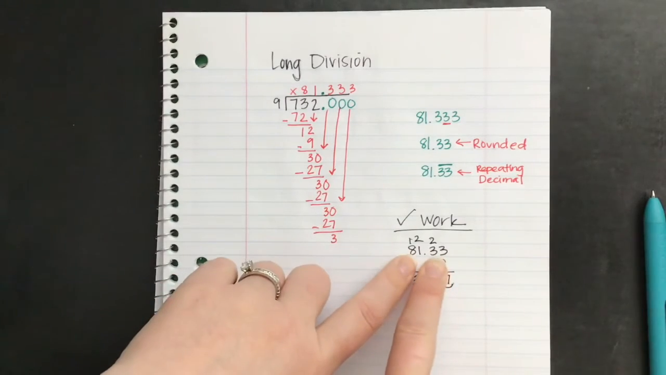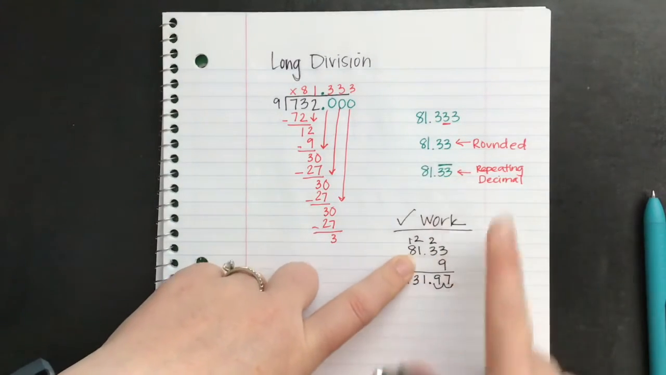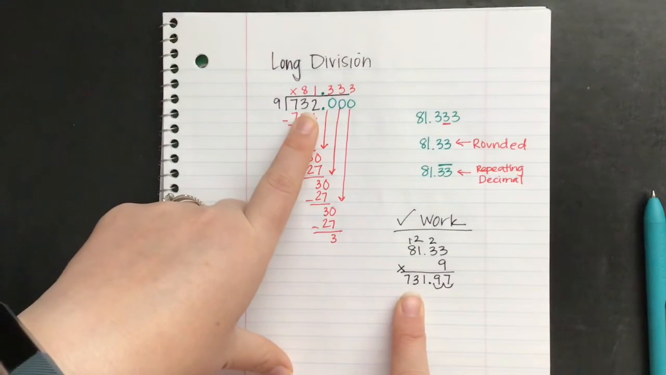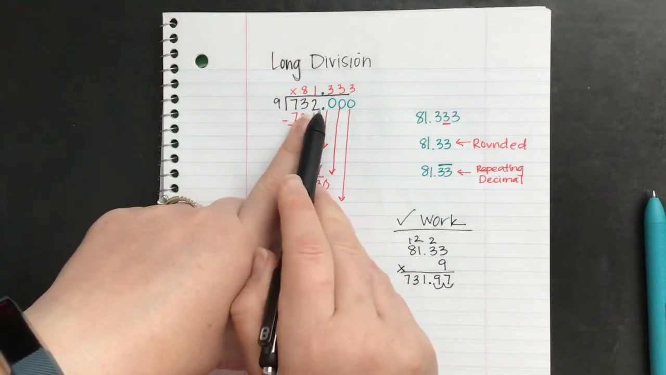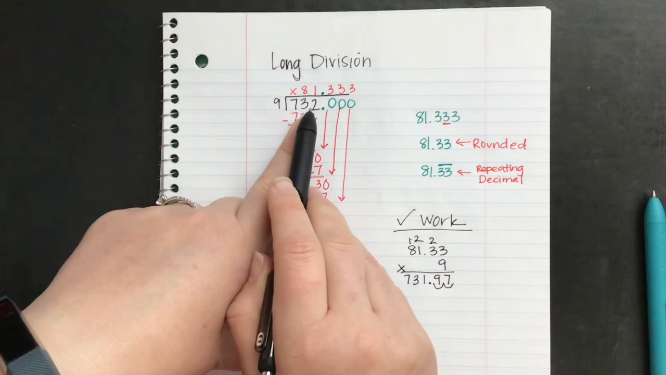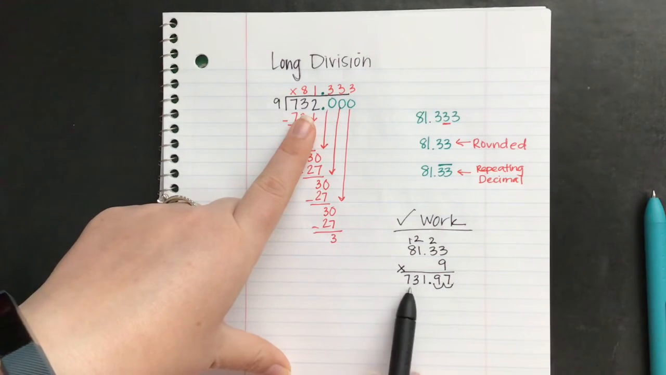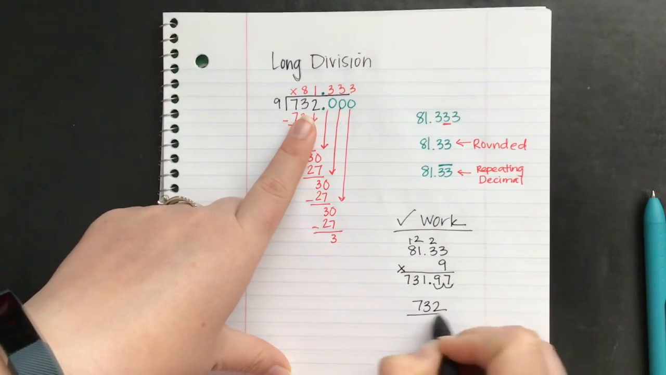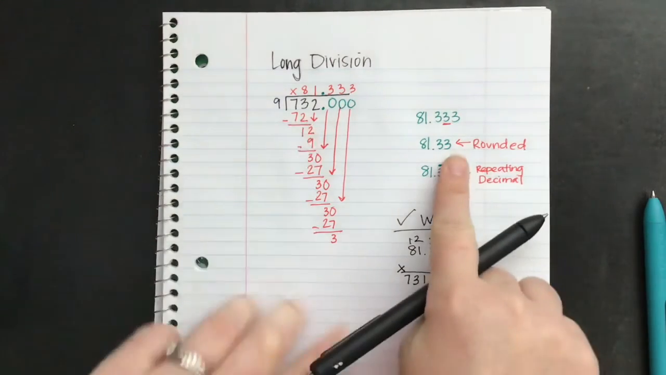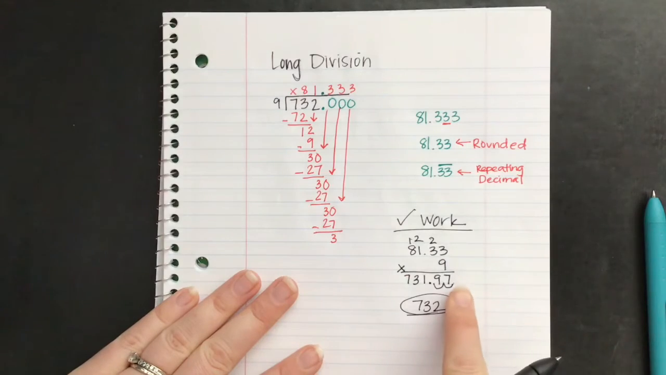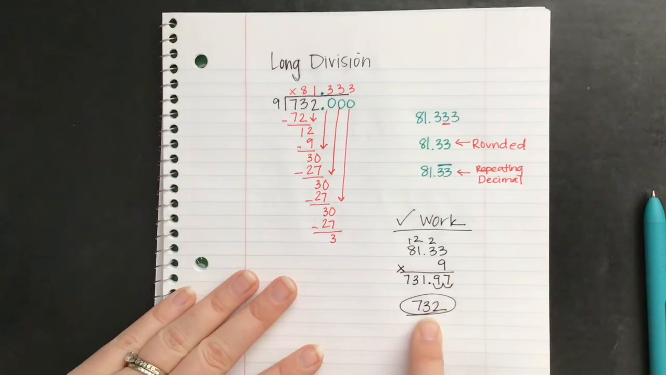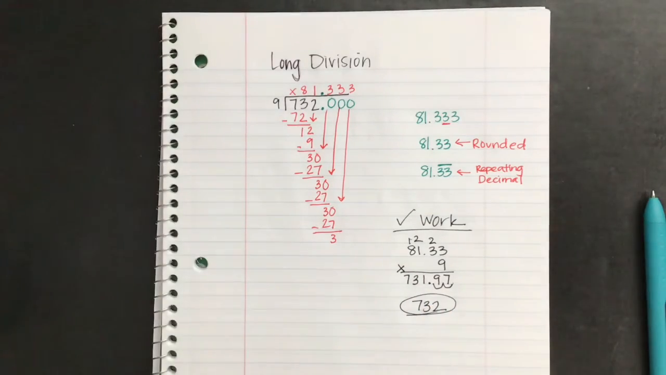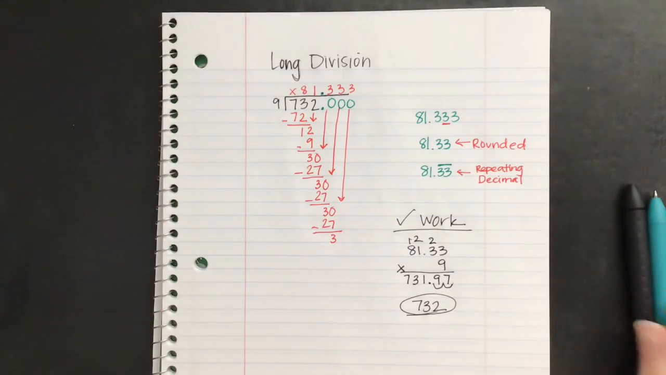Because this answer is rounded, right? It's not repeating. My answer here is also going to need to be rounded to make sure I get to this next number. So my answer was 732. That was my dividend that I started with. And here my answer is pretty close to that. If I round it up, I would get 732. So because I rounded my answer here, my answer for checking my work is going to be just a little bit off, but you can at least see that it's a close enough answer here. Okay? If you have questions, let me know.